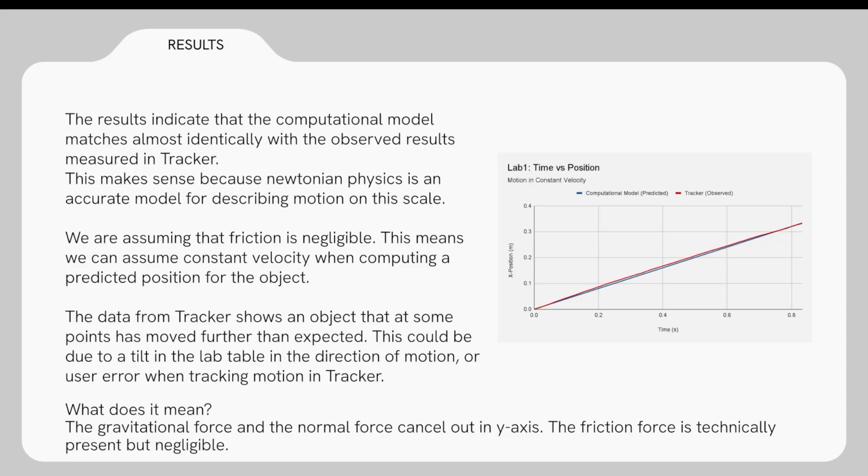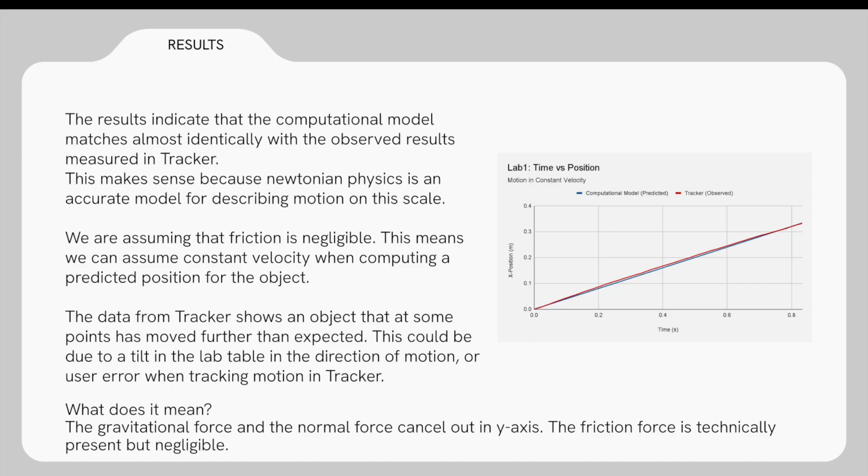Now, what can we learn? Well, these results indicate that the computational model matches almost identically with the observed results measured in Tracker. And this makes sense because Newtonian physics is an accurate model for describing motion on this scale. So deriving equations from Newton's second law will create an accurate model to describe motion. In this scenario, we are assuming that friction is negligible. This means that we can assume constant velocity when computing a predicted position for the object.